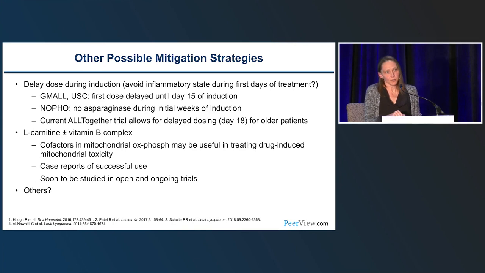L-carnitine is also being used as a potential prophylactic option, and that's going to be studied in an upcoming COG study. Others have hypothesized that maybe it's the high peak asparaginase activity you get after a pegylated product that is associated with that risk, so maybe giving something like a short-acting product may actually be better. But none of those have been studied or compared. It's a little too early to say that they'll be efficacious, but I think more to come.